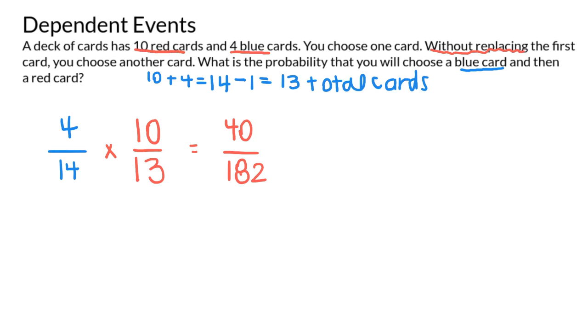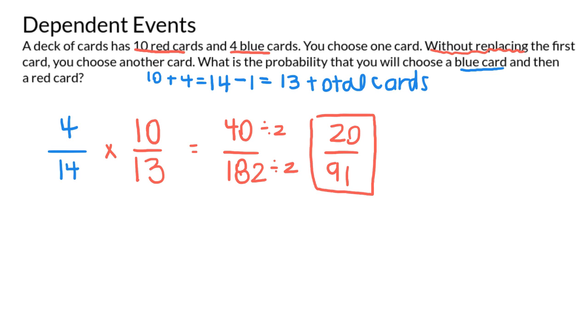I could start by simplifying by 2. If I cut both of these in half, 40 divided by 2 is 20. 182 divided by 2 is 91. And 20 and 91 don't have anything else in common, so this would be my final answer.